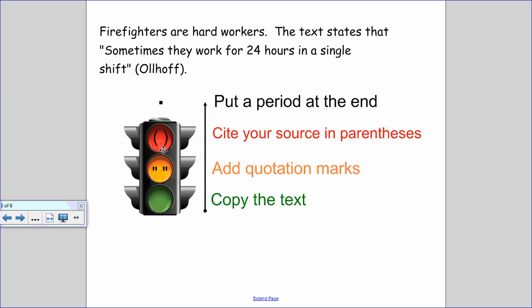Now we're almost done. Red. Use the parentheses to say where you got the information from, and then just like always, at the very end of our sentence, we need to have a period. Notice that that period goes at the end, after the quotation marks and after the parentheses.